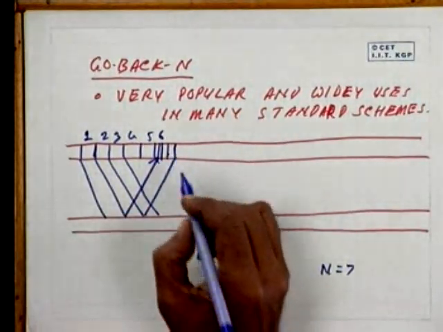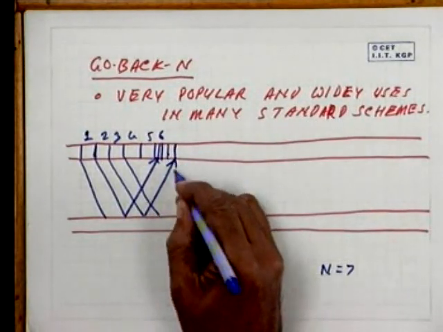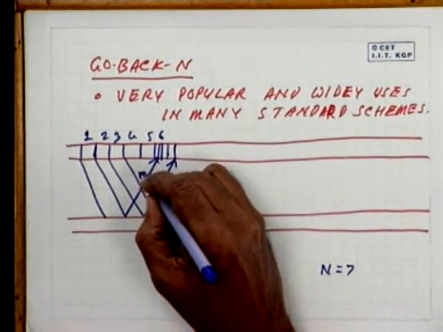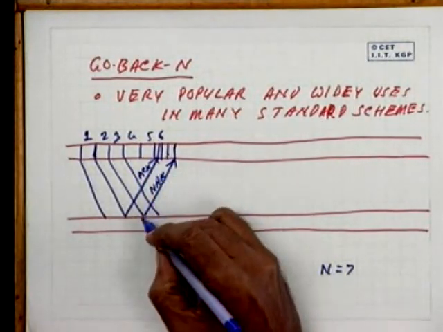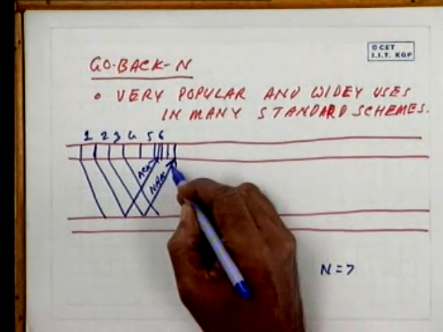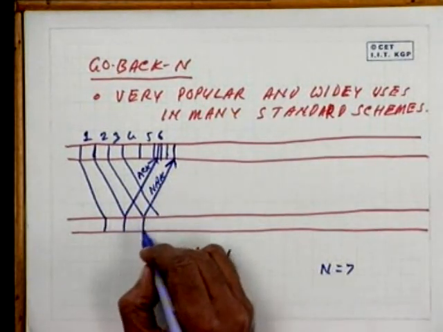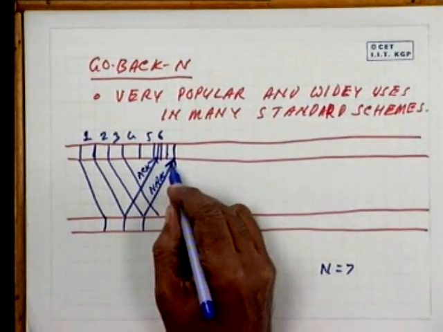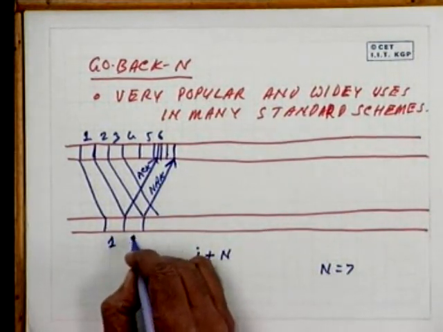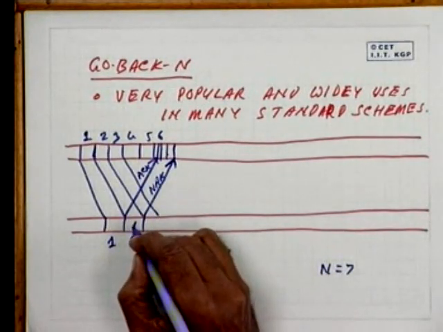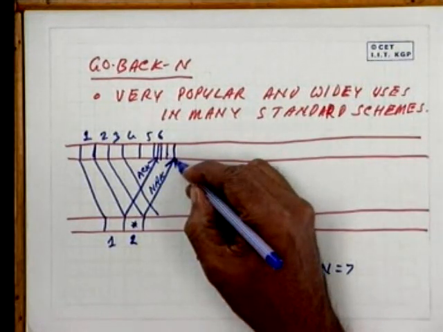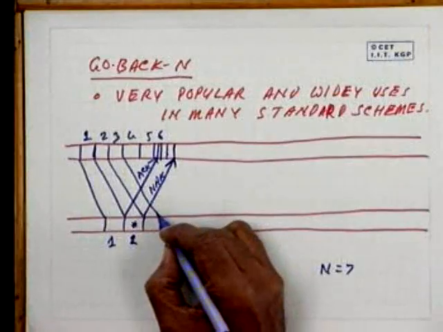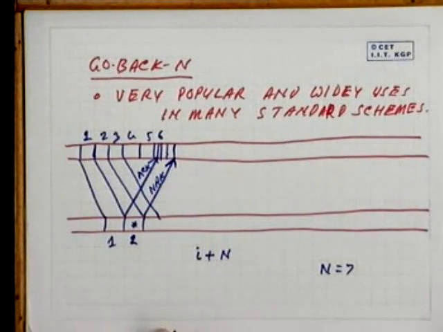Now let us consider the situation when this is a positive acknowledgement, ACK. Now let's assume this is NAK. A negative acknowledgement has been received for frame number 2. So this is for frame number 1, this is for frame number 2. Frame number 2 has been received in damaged form, so a negative acknowledgement is sent. What will the transmitter do, and what will the receiver do in such a situation?